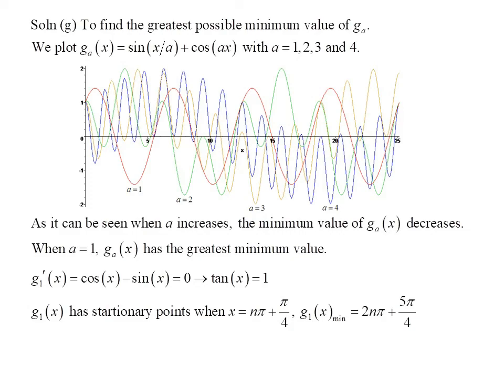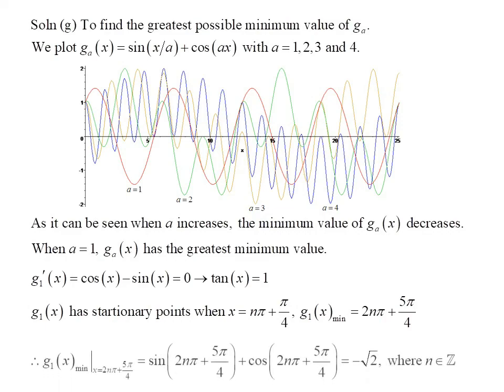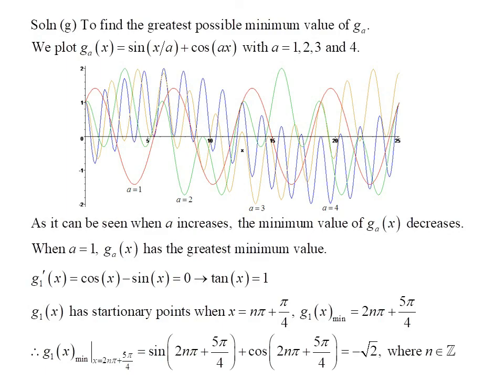However, when a equals 1 and x equals 2n pi plus 5 pi over 4, g sub a of x reaches its greatest minimum value, which is written as g sub 1 of (2n pi plus 5 pi over 4), which equals sine (2n pi plus 5 pi over 4) plus cos (2n pi plus 5 pi over 4), which equals negative square root of 2, where n is an arbitrary integer.